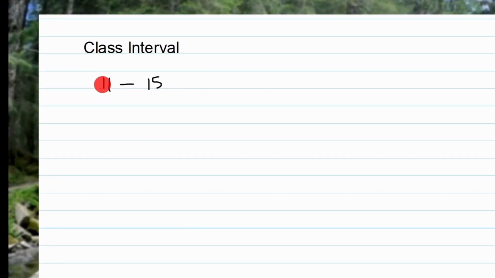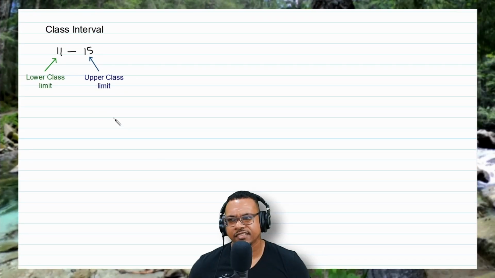This 11 here is what we call the lower class limit, and this 15 will be called the upper class limit. All right, so I've labeled it. Lower class limit is 11, the upper class limit is 15. Now you may be thinking, this class interval holds variables between 11 and 15. And you're right. But it also contains variables a little before 11 and a little after 15.